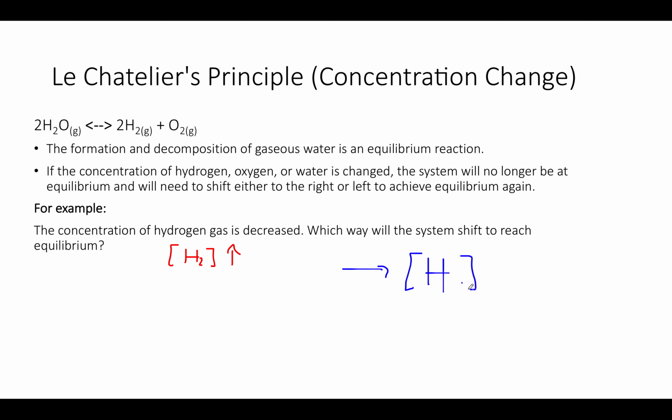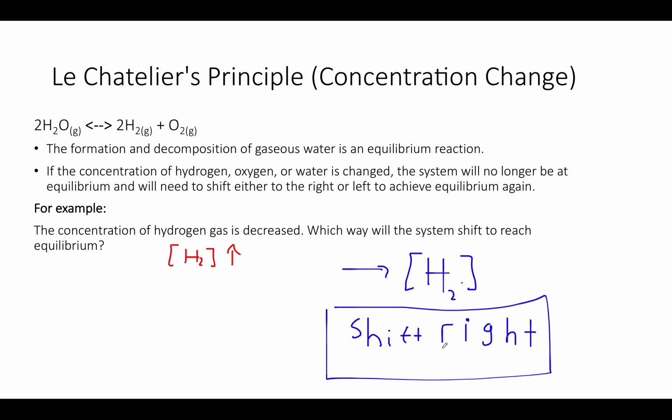Now, another way you can think about this is that if I'm decreasing the product, I'm going to have too much reactant. The reaction will be reactant favored. So in order to get that equilibrium, that perfect balance back, I'm going to have to shift to the product side. So if I'm getting rid of hydrogen gas, the system wants to increase the concentration of the hydrogen gas. So it does that by shifting to the right to create more hydrogen gas.